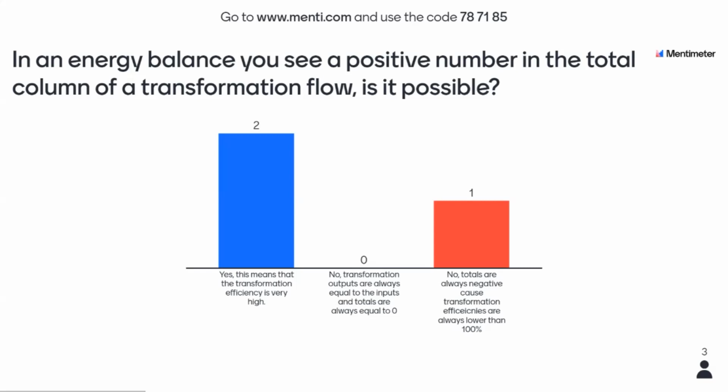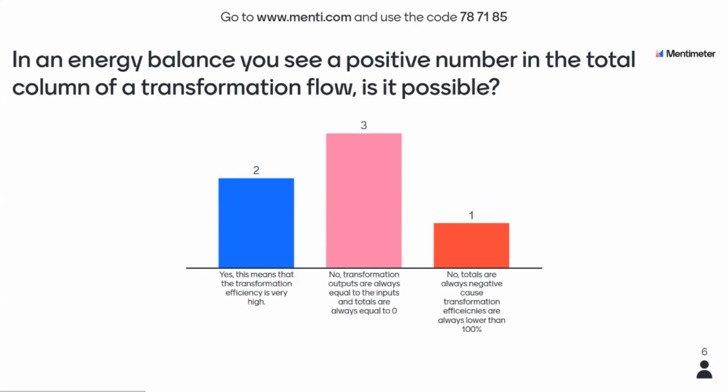So 3 people answered. There are 2 more that at least can answer because they answered the last. One other said the other answer. So no, transformation outputs are always equal to the inputs and totals are always equal to 0. Okay, I think we have a winner here. More or less we are at the same level, but most of the people said that no, it is not possible because transformation outputs are always equal to the inputs and totals are always equal to 0.